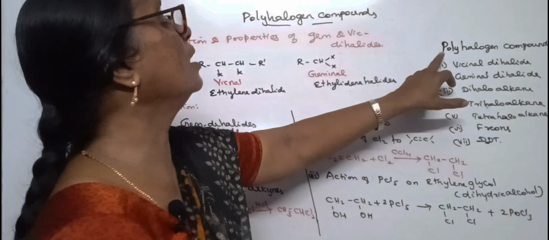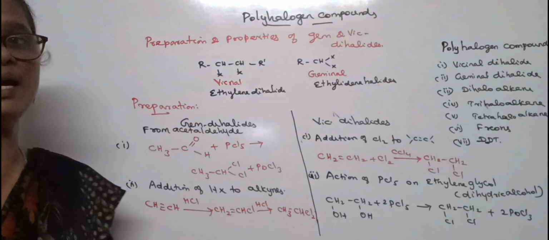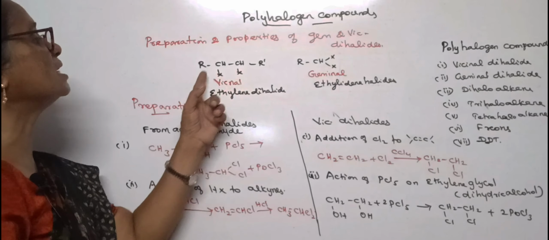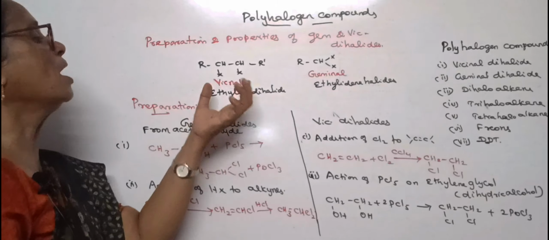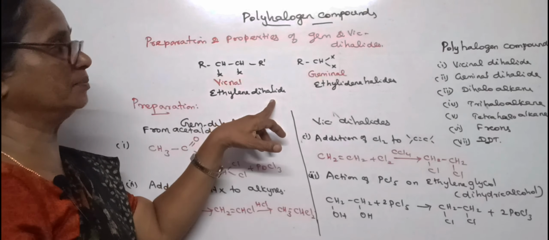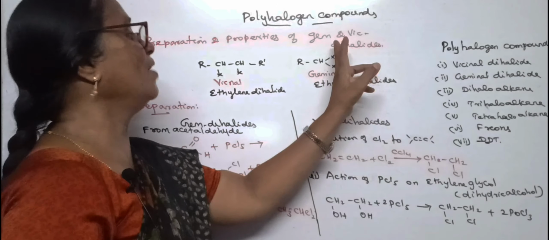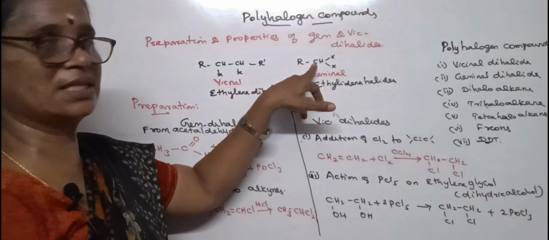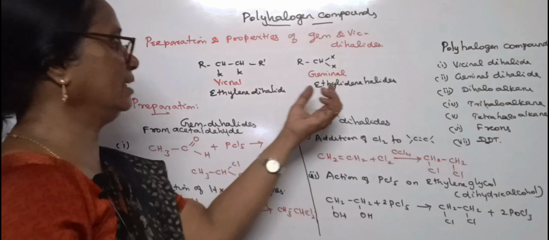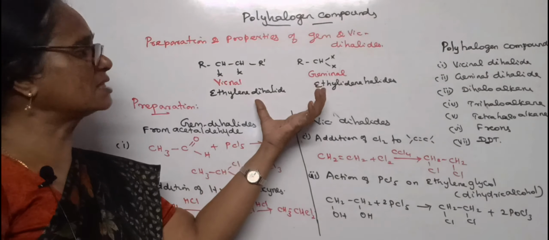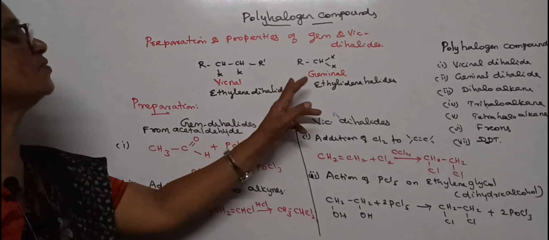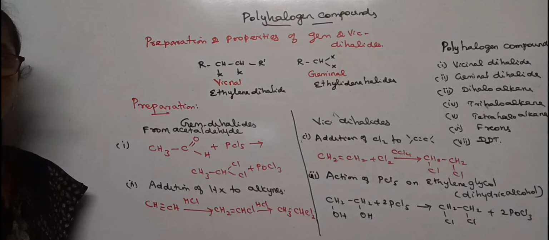Let us see first of all the vicinal dihalide and geminal dihalide. Vicinal, the vicinity, adjacent. So when the two halogens are at adjacent carbon atoms, those are said to be vicinal dihalide, and it is ethylene dihalide. At the same time, when both halogens are attached to the same carbon atom, then that is said to be geminal dihalide, and it is ethylidene halide. We have discussed this in the introduction itself. Let us now find how these vicinal and geminal dihalides are prepared.